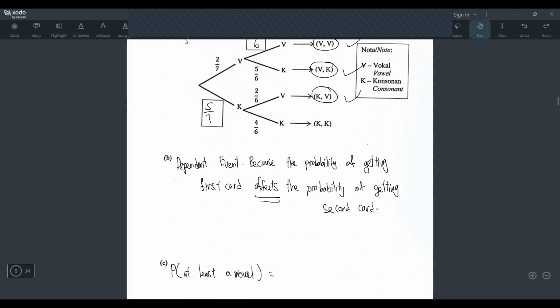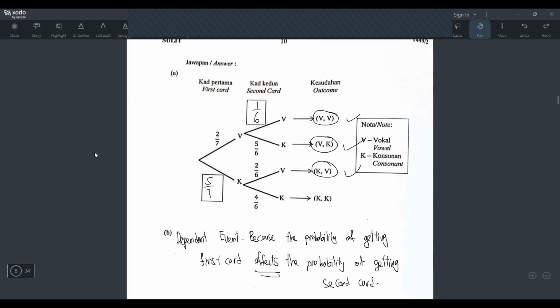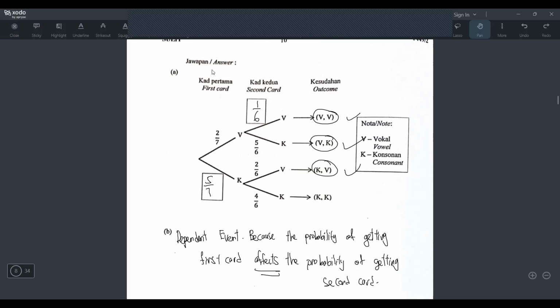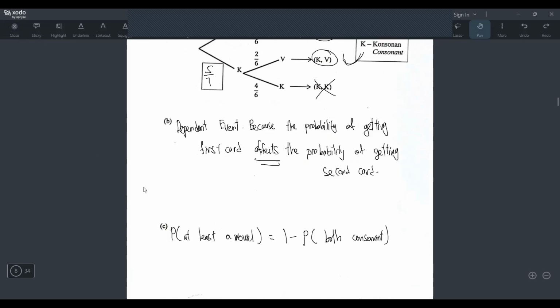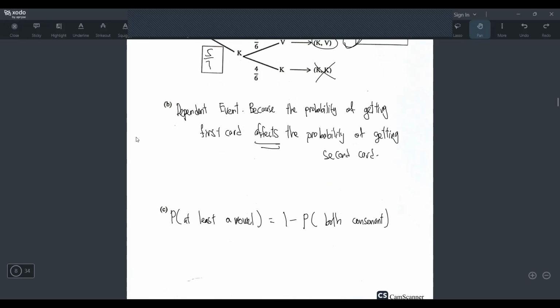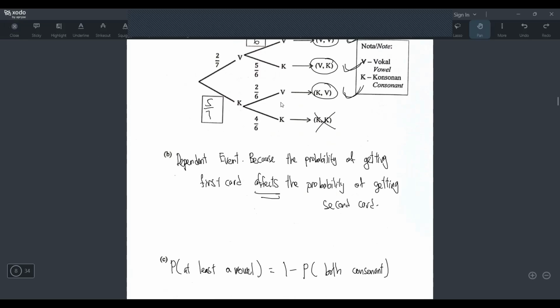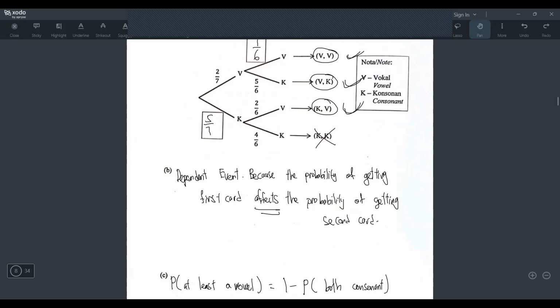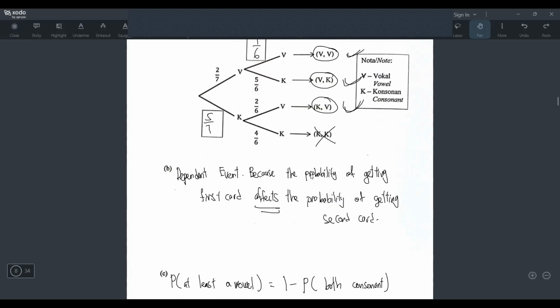Or you can do it faster. Just take 1 minus the probability of both consonant. Kenapa boleh buat macam tu? Because total probability must always be 1. So if I want this one, this one, this one, saya boleh ambil total probability 1, tolak dengan yang saya tak mau, dapatlah yang balance. Betul? So you can do it like this, 1 minus. In my last paper, Malacca, they also asked this, in paper 1 I think. Paper 1 or paper 2, I forgot already. They also take the 1 minus.